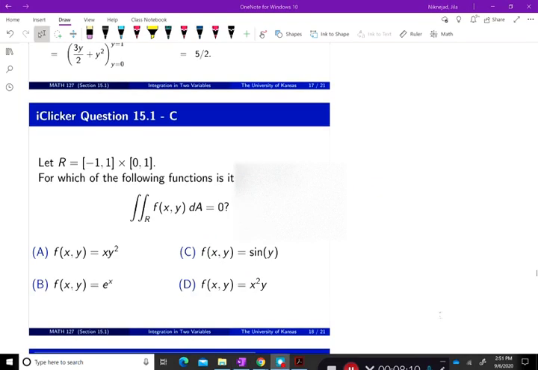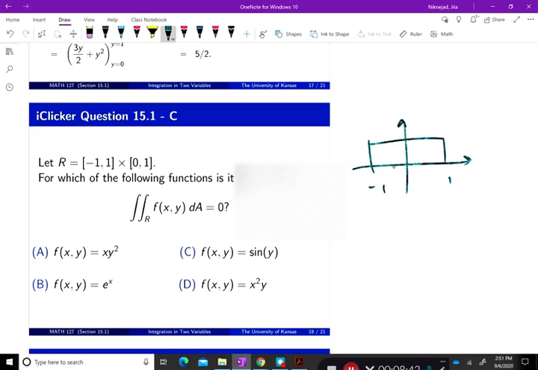Now, let's do question 15.1. Say that R is [-1,1] times [0,1], a rectangular region that looks like this. For which of the following functions is it true that the double integral over R of f(x,y) dA is equal to 0?